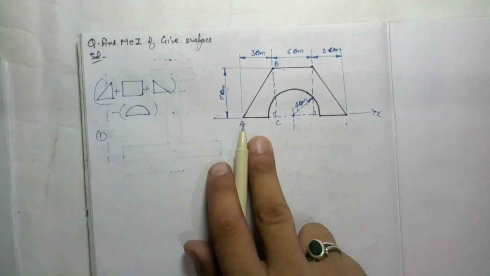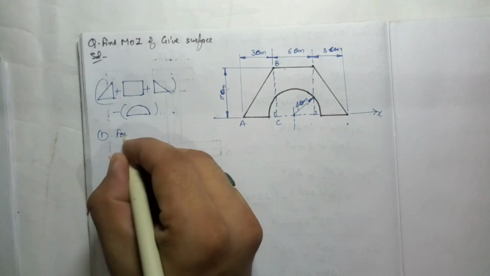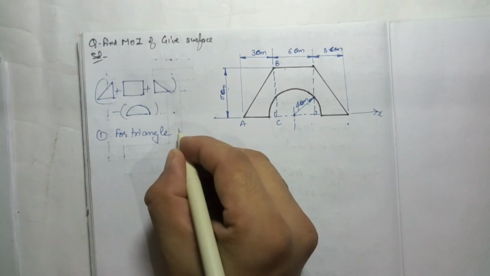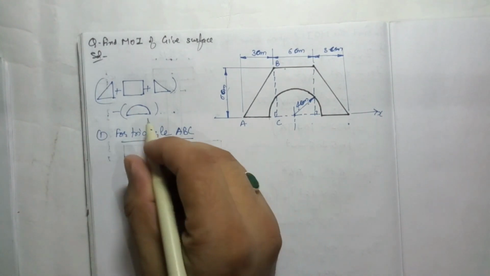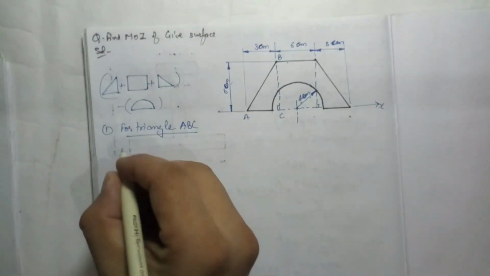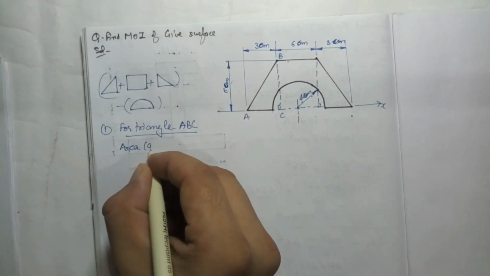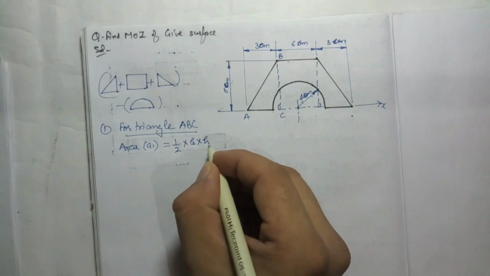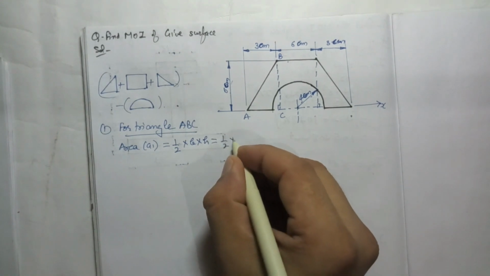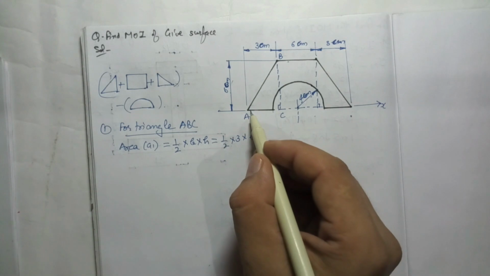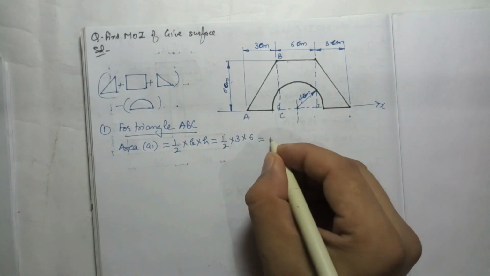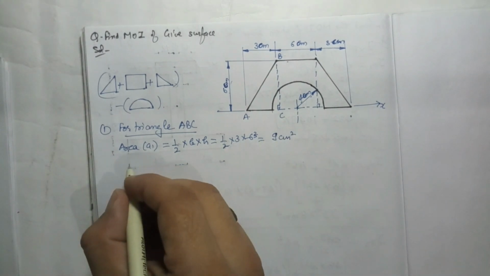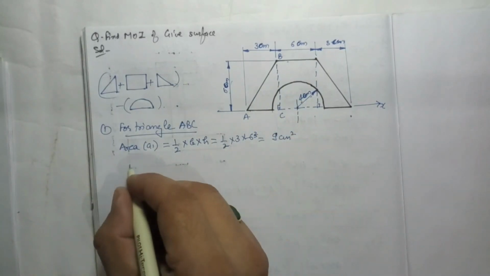Now first is a triangle, that is ABC. We will solve for each shape one by one. I will give the name and then solve. So in triangle ABC we will calculate all the values to find the moment of inertia. First, what is the area? Let's say this is area A1. The area of a triangle is half into base into height: half into 3 into 6, with 3 as base and 6 as height. That equals 9 centimeter square.